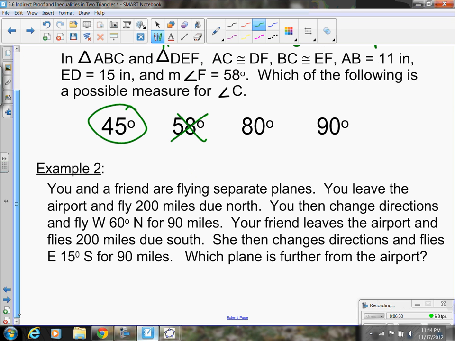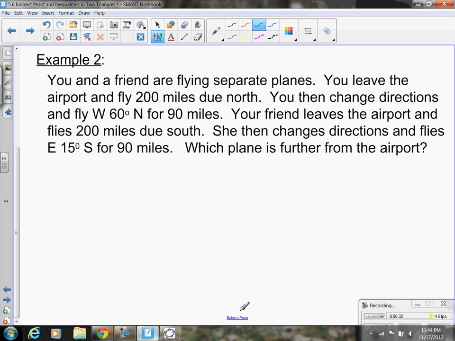In example 2, you and a friend are flying separate planes. You leave the airport and fly 200 miles due north. So I'm drawing a picture again. You go 200 miles due north. Then you change directions to fly west. So we're headed west, that's our heading, but we're going 60 degrees north, for 90 miles.